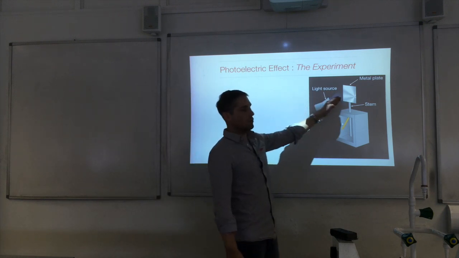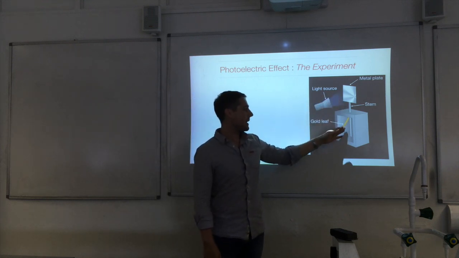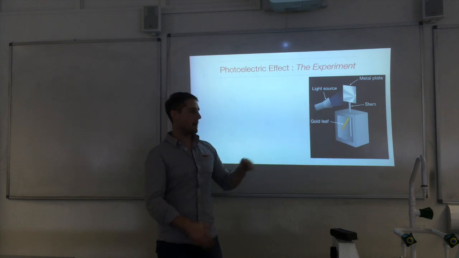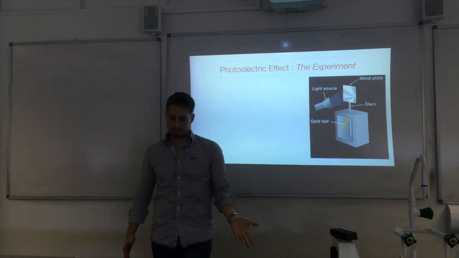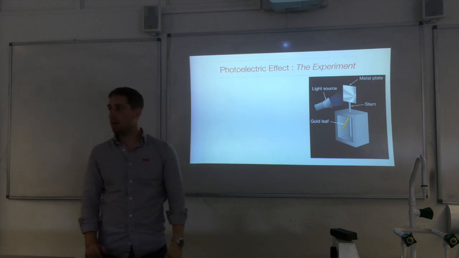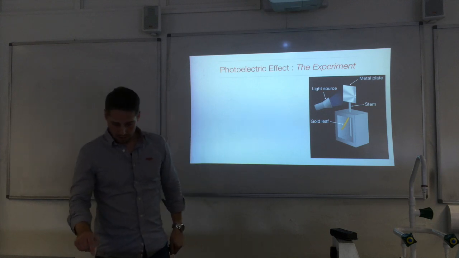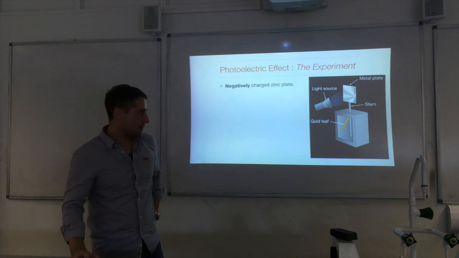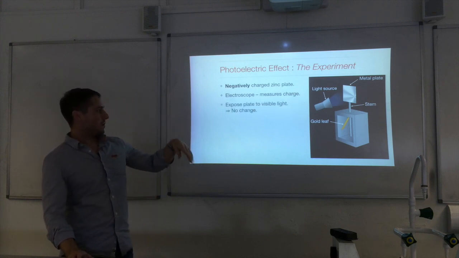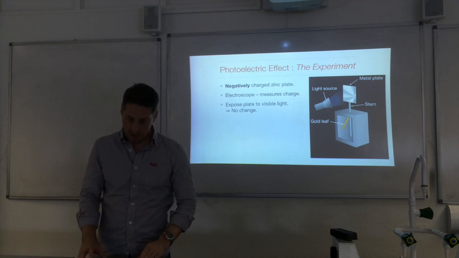Then we take a light source, let's start with visible light, and we expose the plate that is negatively charged, so the gold leaf is repelled from the stem, and we expose it to visible light. And we keep that light shining on that plate for a nice long time, and nothing happens. So you expose the plate to visible light and nothing happens. So we've got a negatively charged plate. That's what the electroscope does. Expose the plate to visible light and there's no change.